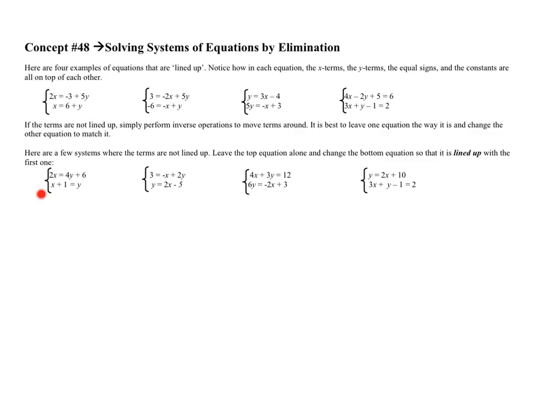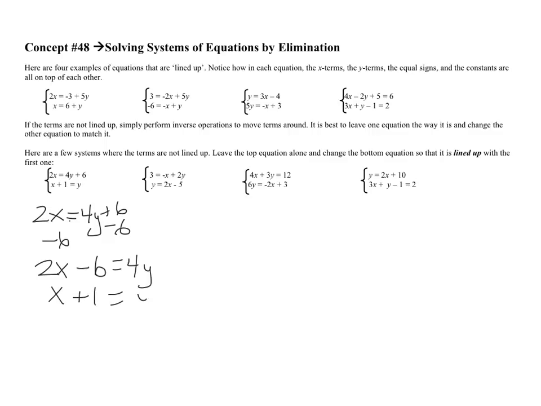So if you take a look at this next one, I'll go ahead and help you line this one up. It goes 2x equals 4y plus 6, and the other one says x plus 1 equals y. There are a couple of things you can do. One thing I could do is take the 6 and subtract it to get it to the other side. If I take 2x equals 4y plus 6 and subtract 6, I'll have 2x minus 6 equals 4y, and then I could rewrite the other one underneath it: x plus 1 equals y.